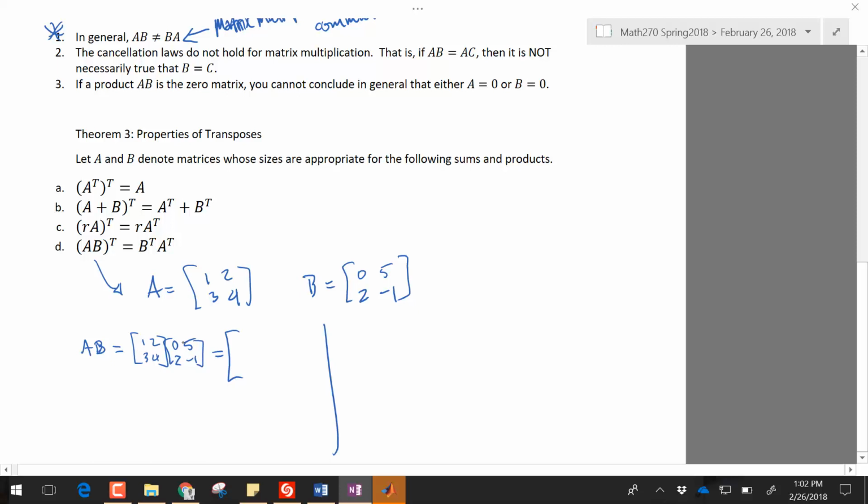1, 2 multiplied with 0, 2. When I say multiplied, it's kind of like a dot product. So 1 times 0 is 0, 2 times 2 is 4. And then 1 times 5 is 5, 2 times -1 is -2, 5 minus 2 is 3. 3, 0, 4, and 2 is 8. 15 minus 4, 11. Did I do that right? All right.